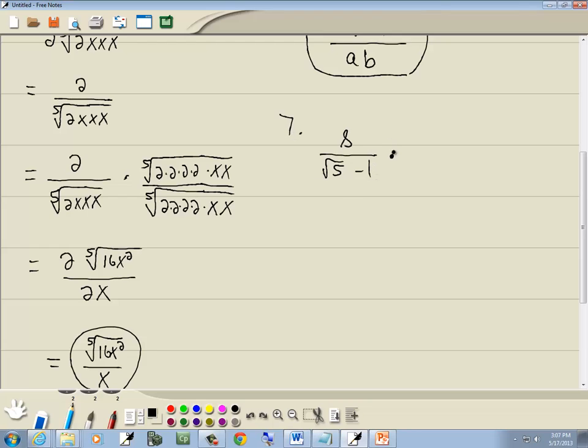To get rid of the radical on these, the square root specifically, I don't think I've ever seen a cube root or fourth root down here. I'm not even sure how you get rid of it, to be honest.